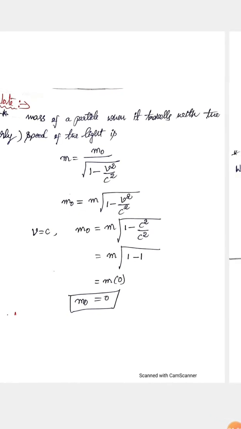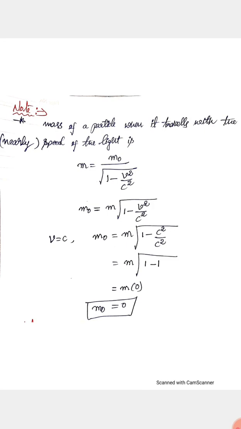From the Einstein theory of relativity, we can use the equation, that is m is equals to m naught divided by square root of 1 minus v square divided by c square. What it indicates? This equation helps to determine the mass of a particle when it travels nearly speed of the light. M is the mass of the particle when it is moving with nearly speed of the light. M naught is the rest mass of the particle. V is the velocity of the particle. C is the speed of the light.